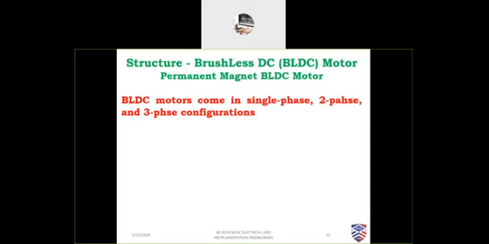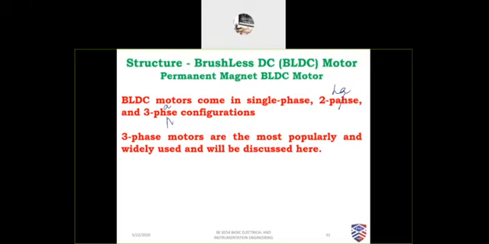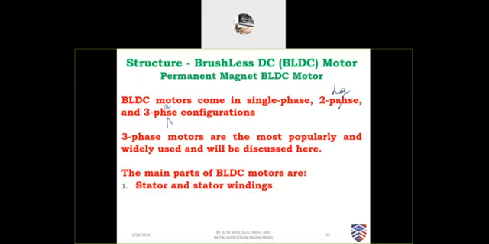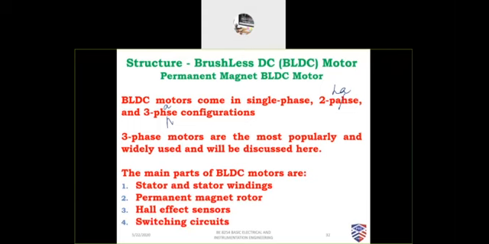BLDC motor comes in single phase, two phase and three phase configurations. Three phase motors are the most popularly and widely used and will be discussed here. The main parts of BLDC motors are: 1. Stator and stator windings. 2. Permanent magnet rotor. 3. Hall effect sensor. 4. Switching circuits and control circuits.